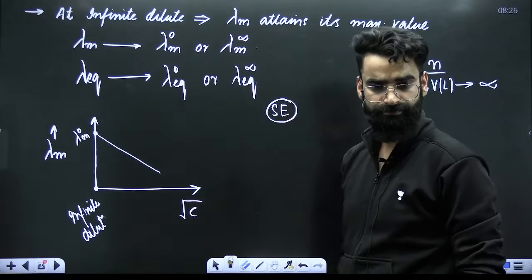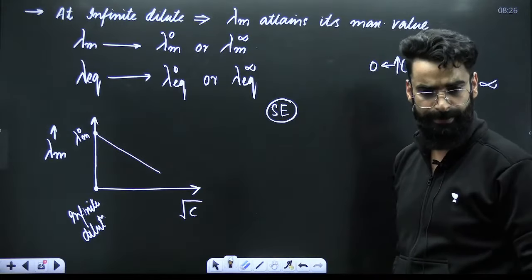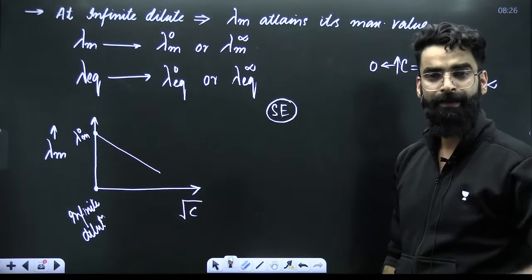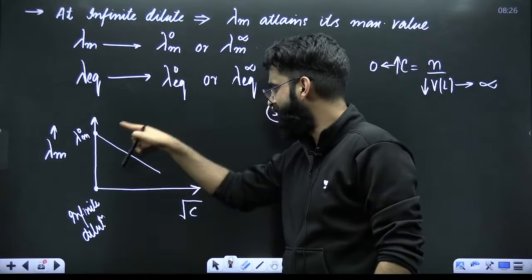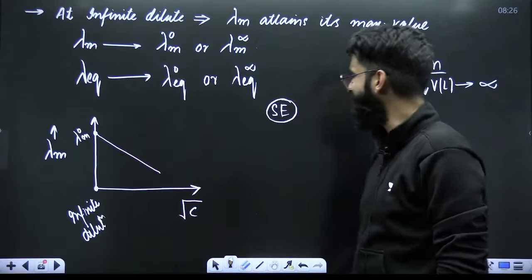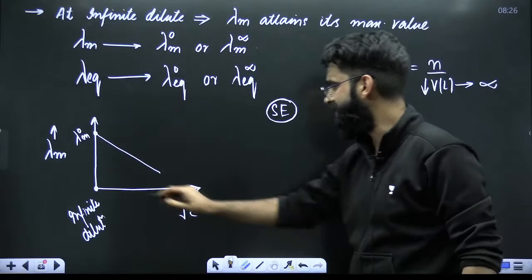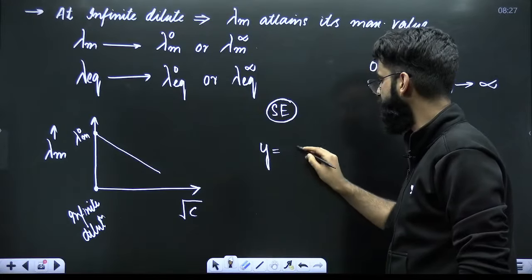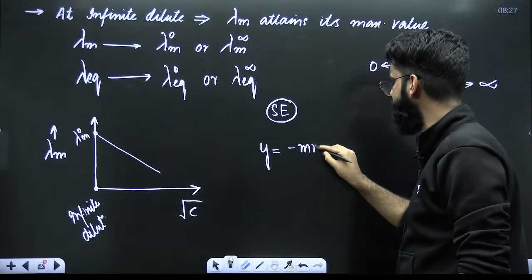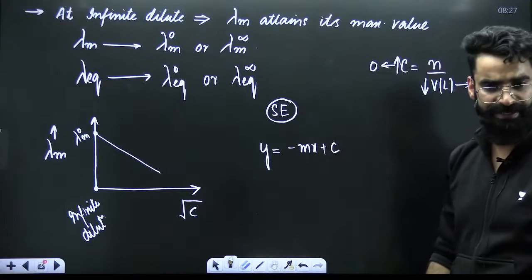Perfect. But this particular graph, what is it valid for? It's valid for strong electrolyte. Okay. Now tell me one thing. Since this is the graph, can you tell me what its equation will be? See, there is an intercept, there is a negative slope. So it will follow this type of equation: y is equal to minus mx plus c. This particular graph will follow this equation: y is equal to minus mx plus c.